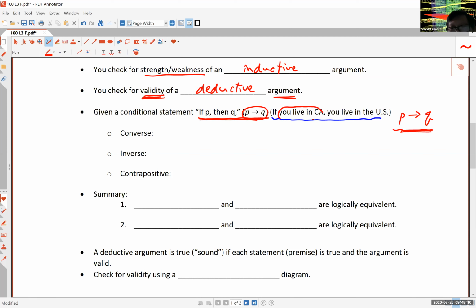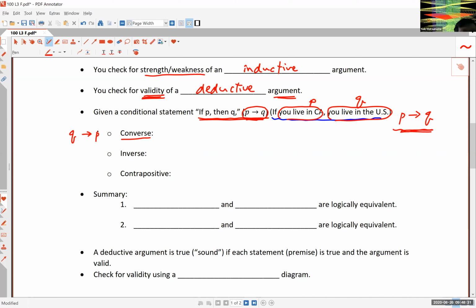You live in California happens to be the P part. You live in the United States happens to be the Q part here, all right? So based on this, we can come up with 3 additional conditional statements. Number 1, converse. The converse is obtained when you switch P and Q. So this will say Q implies P.